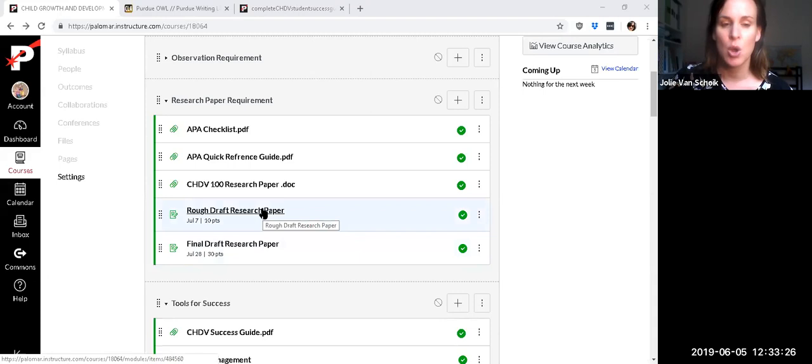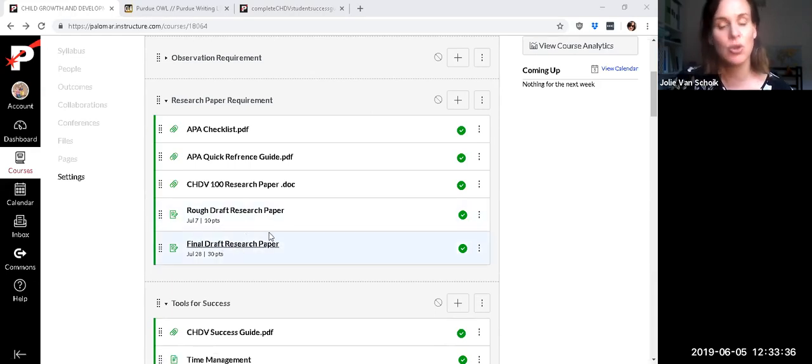So mark this on your calendar or have the syllabus printed out so you know when both of these are going to happen. We've got the rough draft research paper, which is just 10 points, and I will go a little bit more into that. And then we have the final draft research paper, which is 30 points. So it's a total of 40 for this assignment.